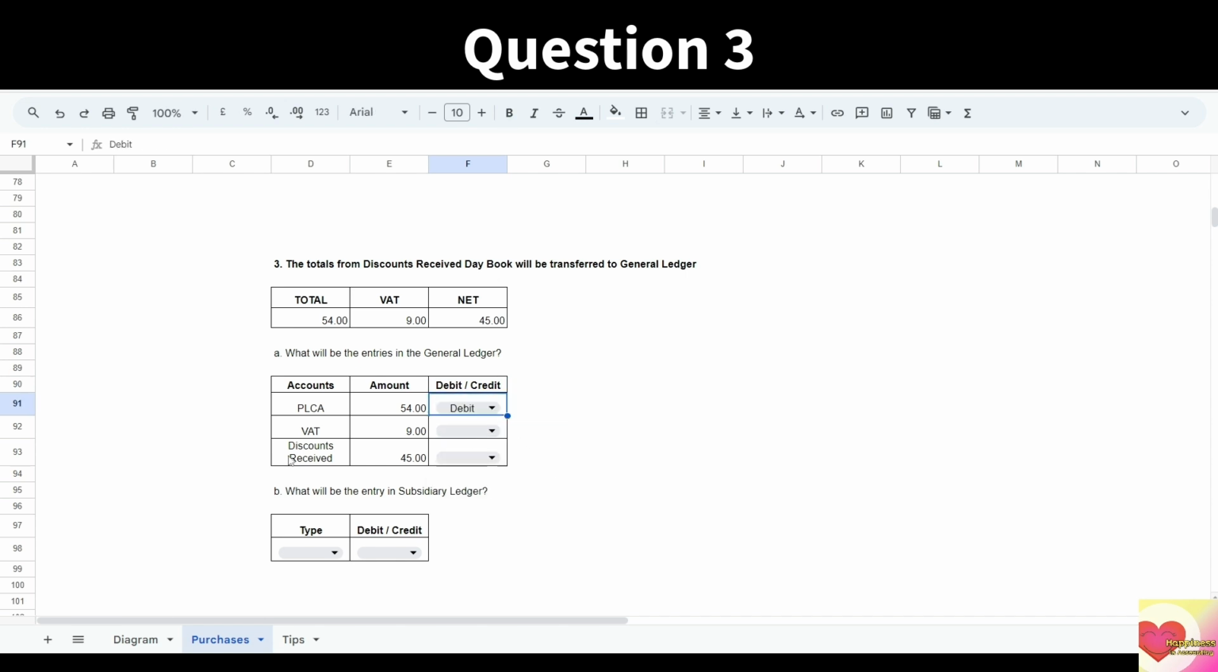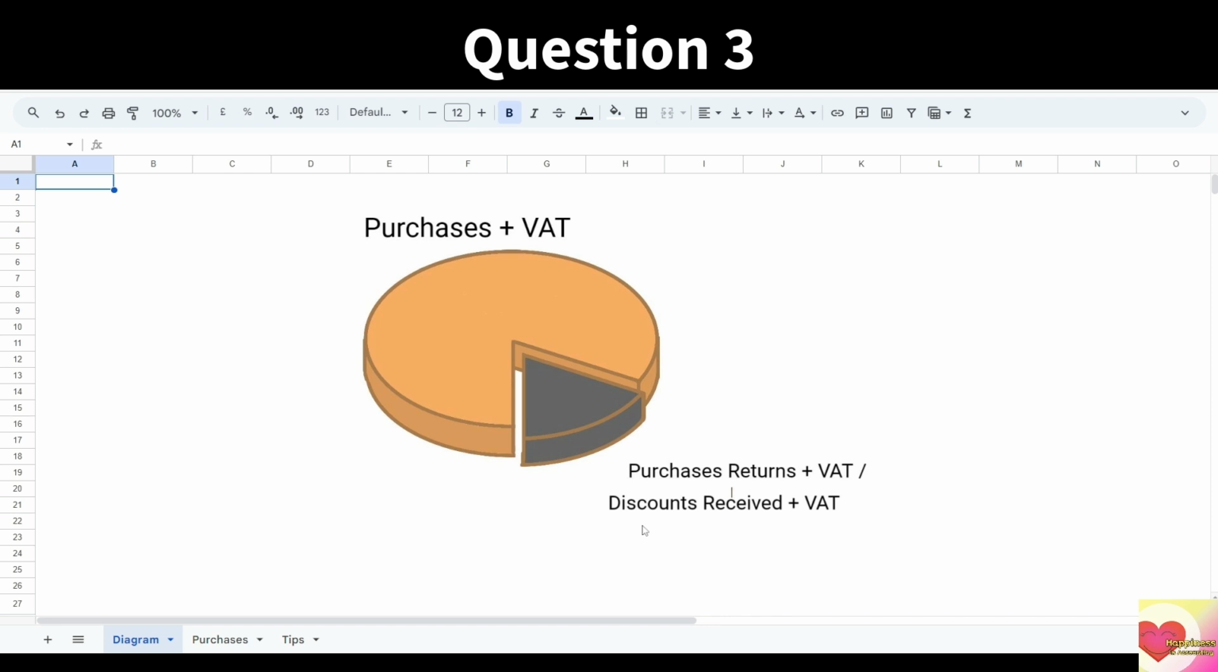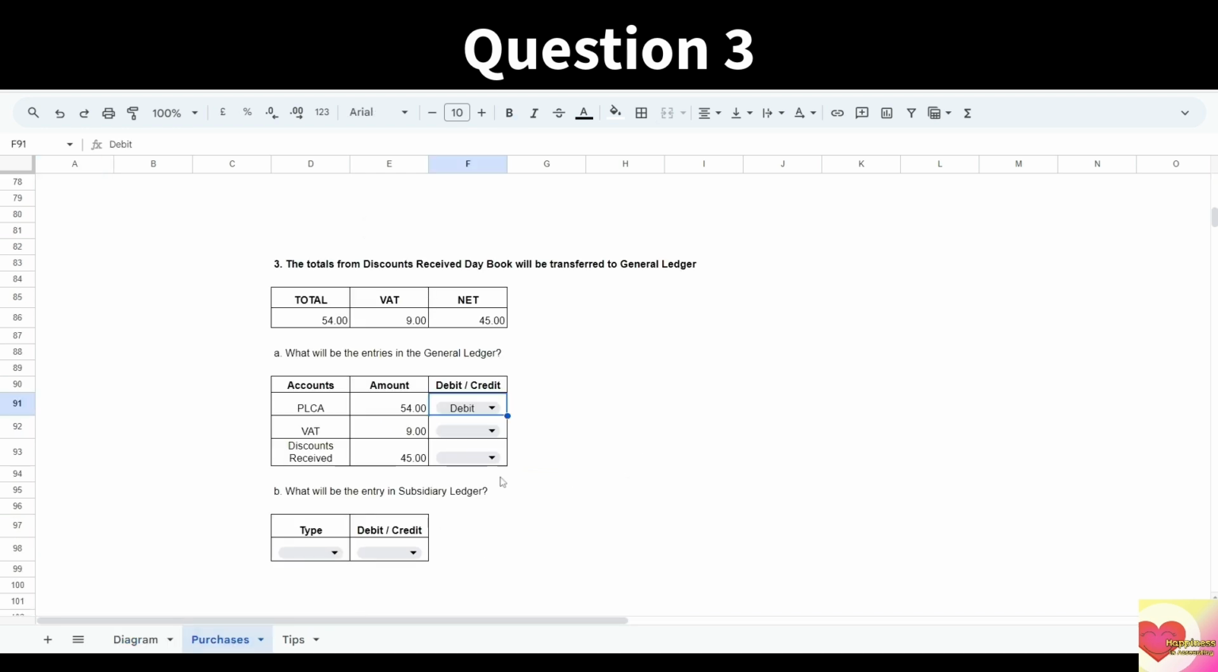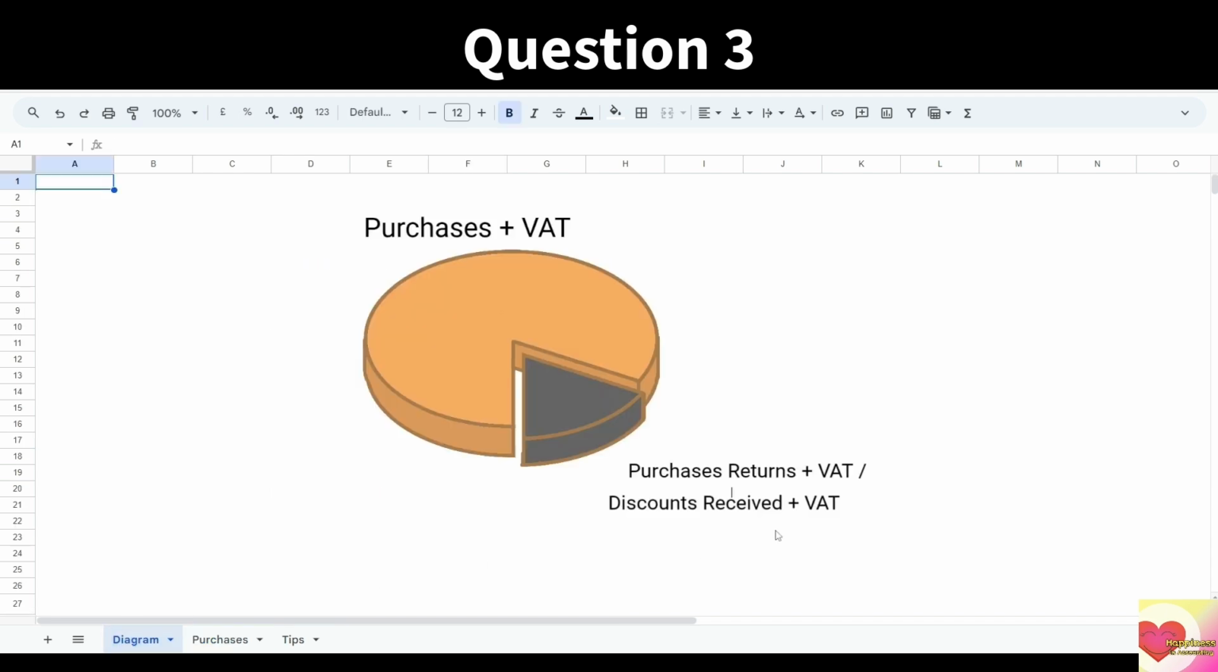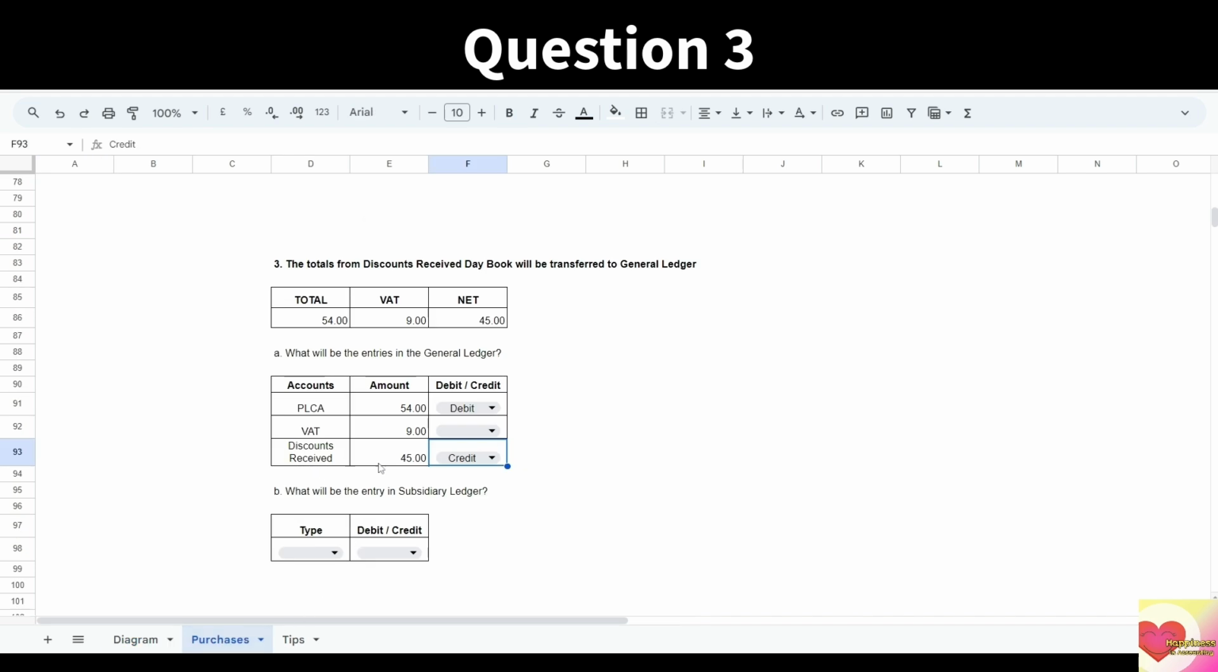Let's analyze the discounts received account next. Looking back to our diagram, the discounts received is here, and its effect to our purchases is it decreases our purchases, which is an expense. When an expense increases, it goes to debit, but the discounts received decreases our expense, so it goes to credit. Last is the VAT account. Let's go back to our diagram, and as you can see, the VAT is attached to discounts received. So if discounts received goes to credit, the VAT goes to credit as well.